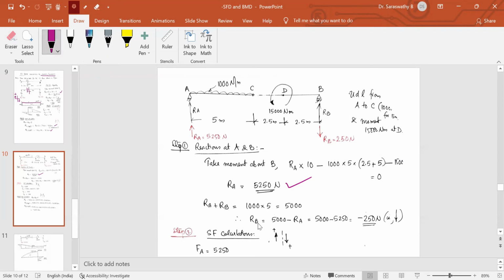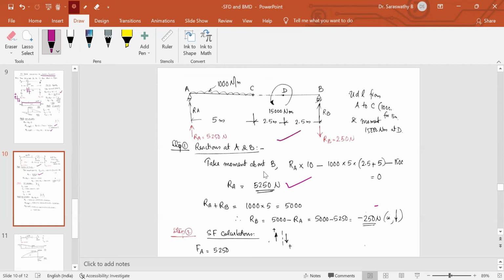Then from that you get RB is equal to 5000 minus 5250, so it's minus 250. So here you get RB negative. So RB is acting downwards 250 and RA is acting upward 5250. So this is the first step.